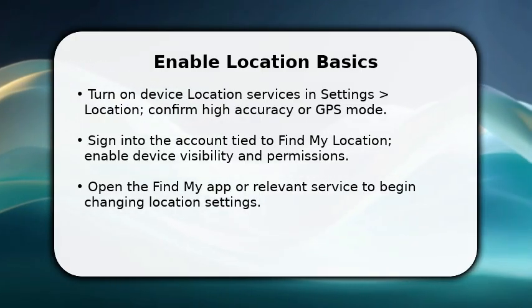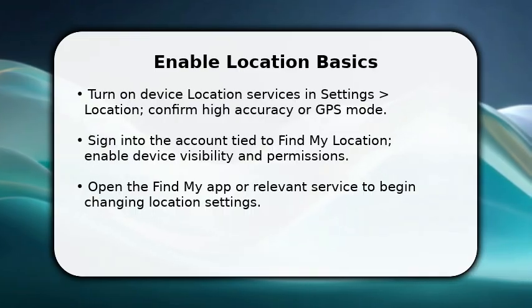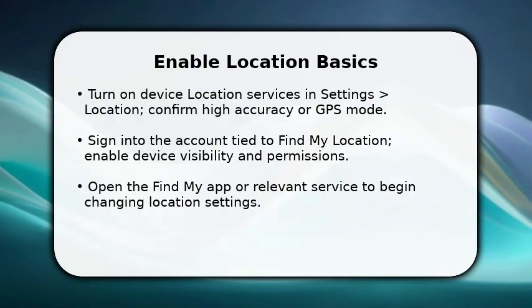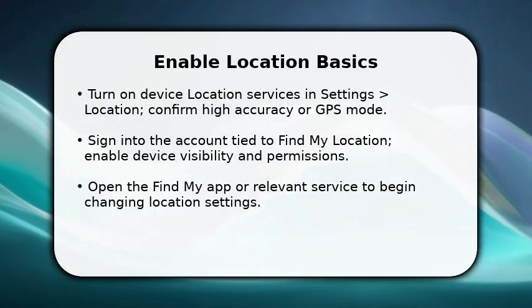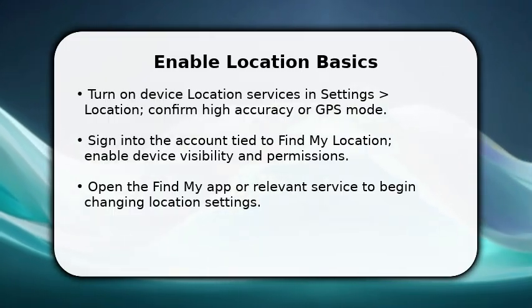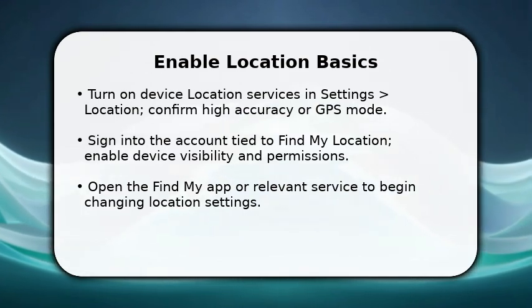Next, sign into the account used by Find My Location and confirm the app has location and background permissions, otherwise changes won't apply. Once done, launch the Find My app or web dashboard so you can modify device location settings directly. This prepares the app to accept the new coordinates and propagate them to your linked devices.